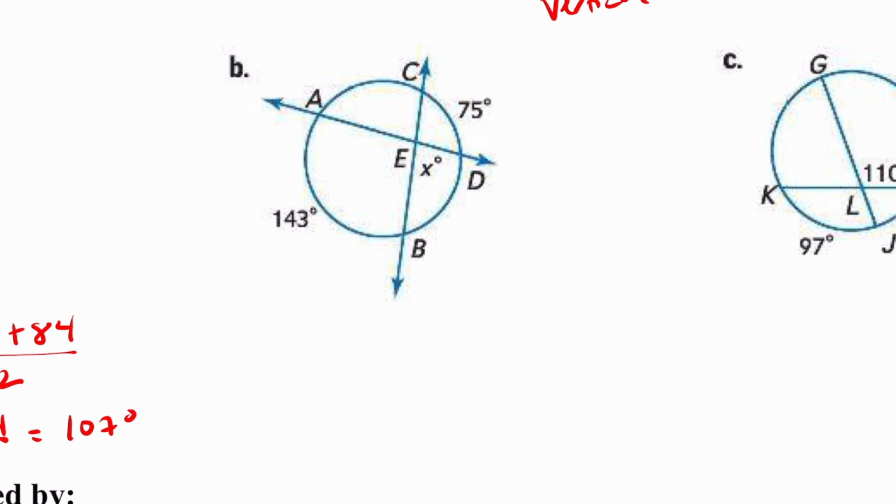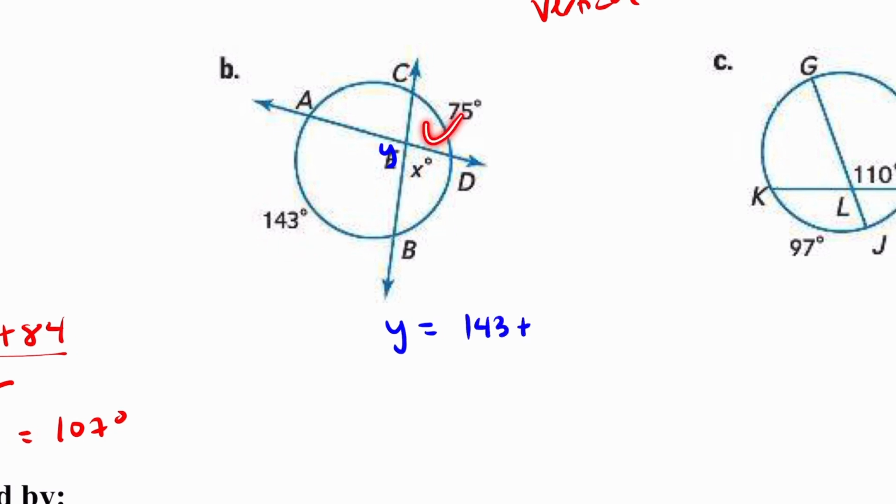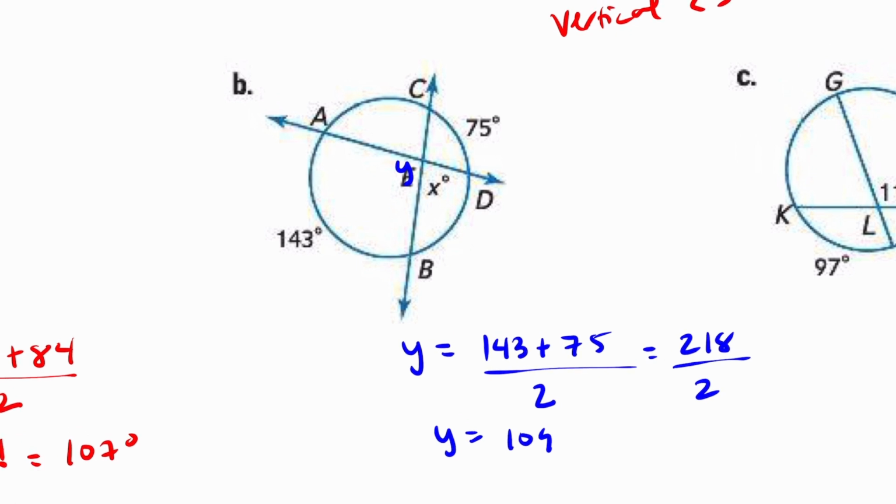So let's do this. I'm going to call this angle y. So y equals 143 plus 75, no, not 175, sorry, 75, all over 2. And that's going to give me 218 over 2, which is 109. So y is 109, right? So how do I figure out x?